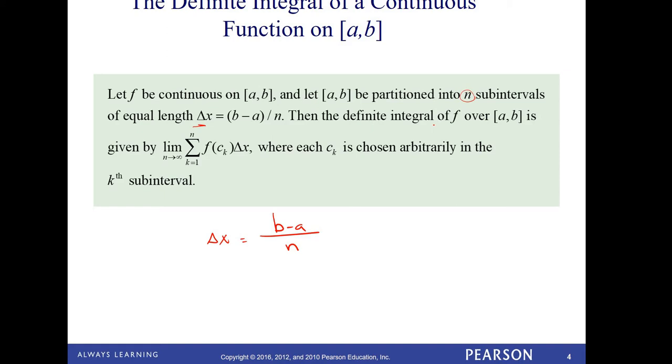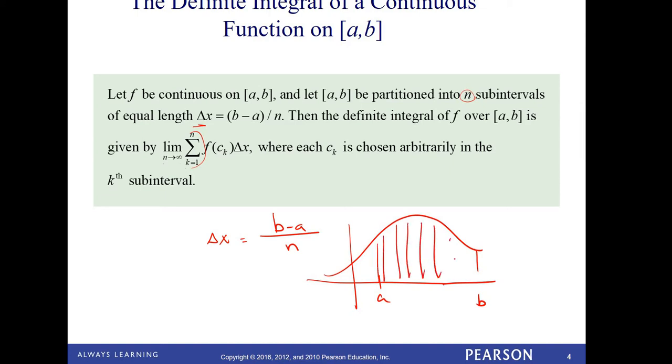Then the definite integral of f over [a, b] is given by this sum notation. So we're taking the sum as k goes from 1 to n, and we're looking at the limit of those sums as n approaches infinity. So in other words, I'm taking from a to b and doing rectangles, and I'm going to split that up into n divisions, which means each subinterval, or our delta x, is b minus a divided by n. And we're taking the limit of that as n approaches infinity.